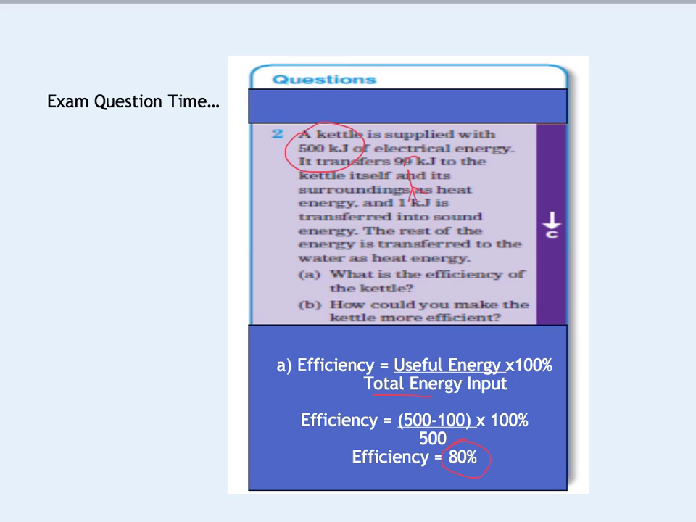The second part, how could you make the kettle more efficient? So if you haven't done that, now's the chance to pause this and take a couple of seconds to work out how you can make the kettle more efficient.